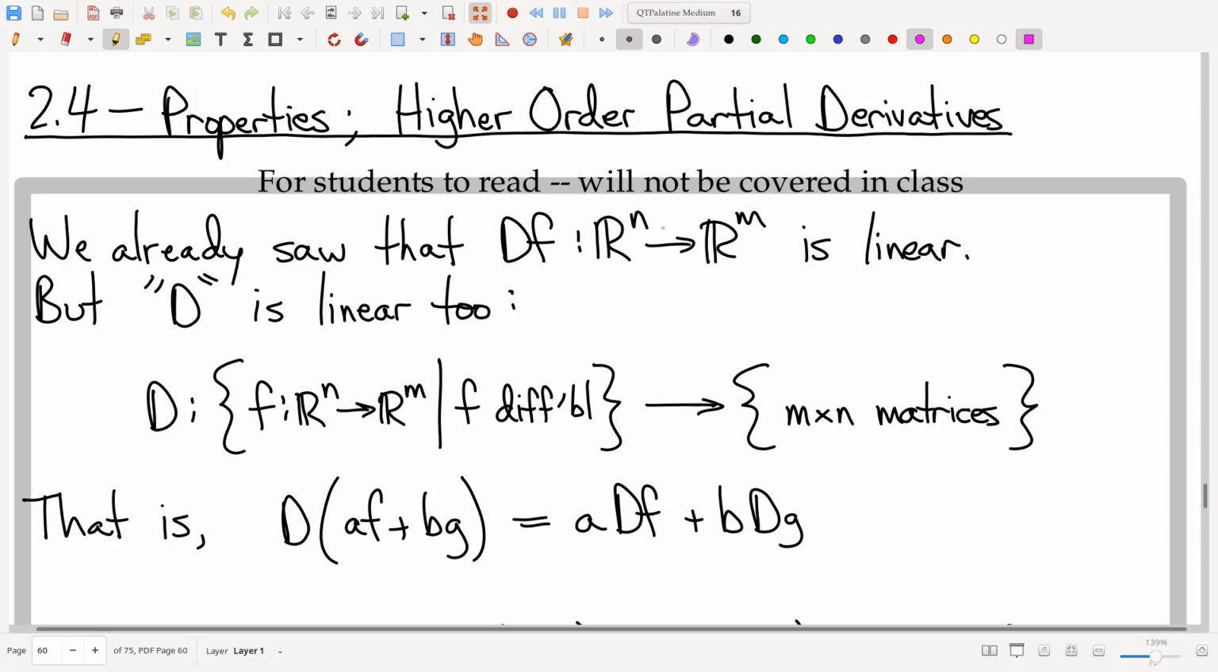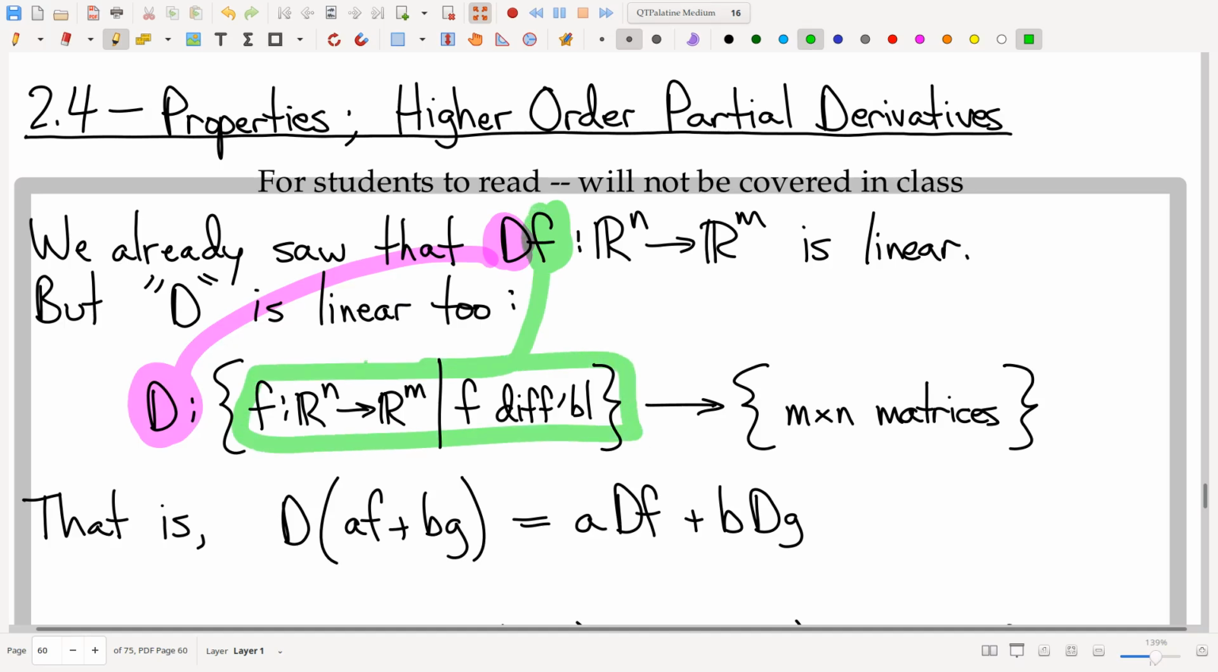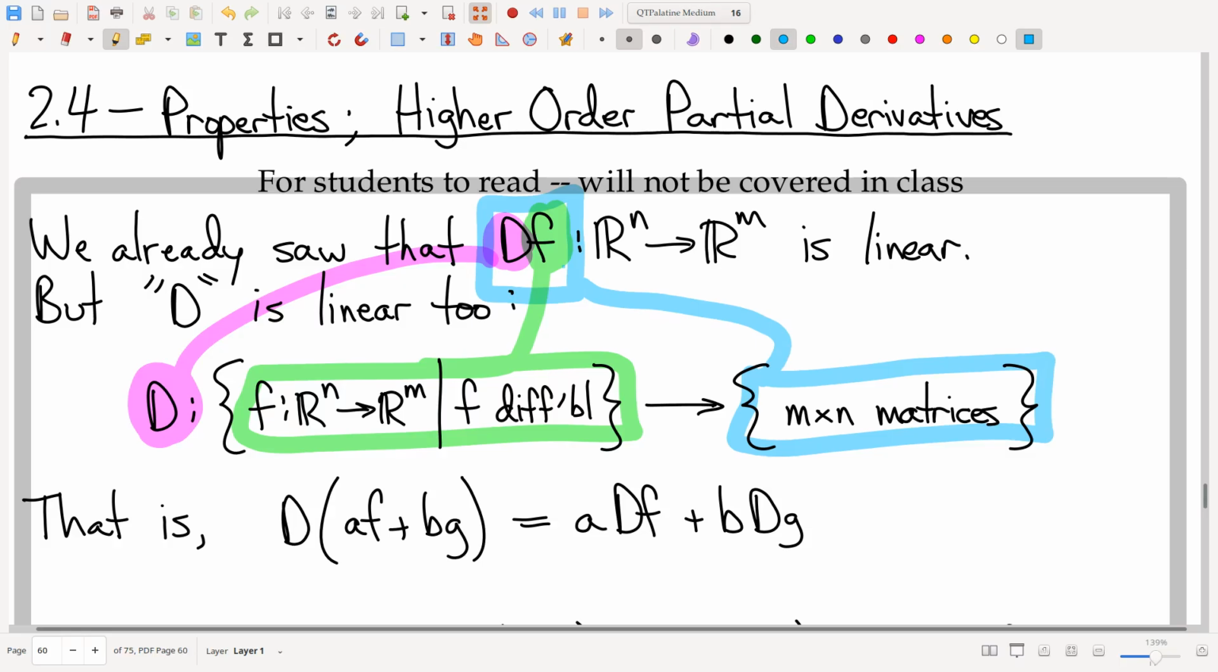Of course DF is linear. Yes, DF is a matrix. Absolutely. That's not what I'm talking about. I'm not talking about DF. I'm talking about D. Right? So D is a function that takes as its input a differentiable multivariable vector valued function and gives as its output the m by n matrix that is the derivative matrix.